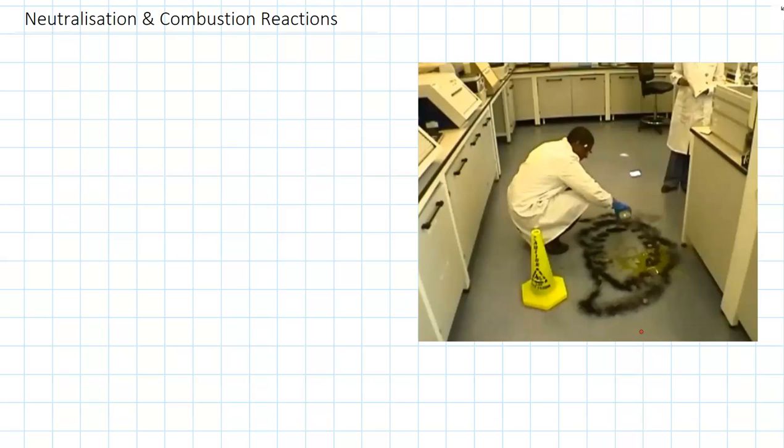clean it up. And because strong acids and bases are corrosive, you can't just clean it up with a cloth because it might start corroding the cloth and it might release fumes into the air. So you need a way to make that acid or base safe before you clean it up. And the way you do that is with a reaction called a neutralization reaction.